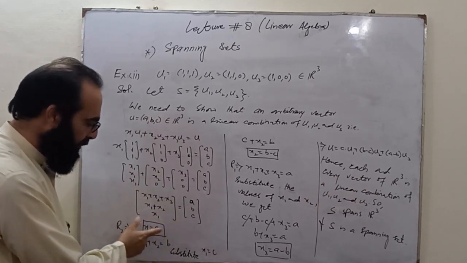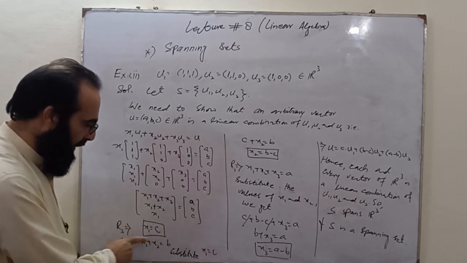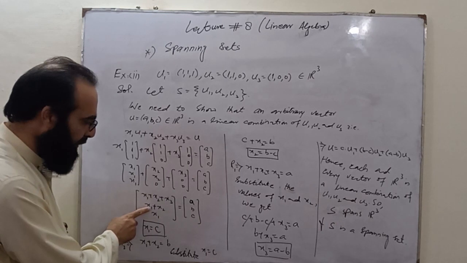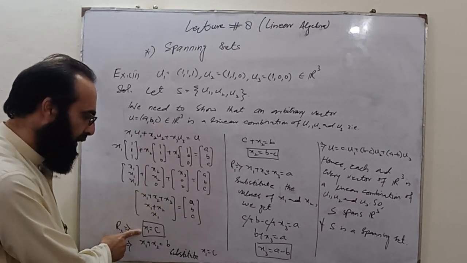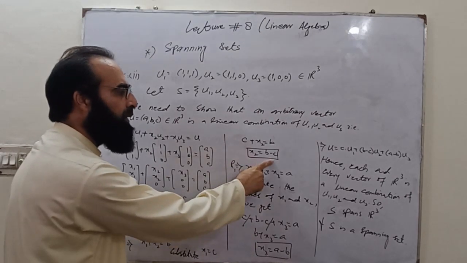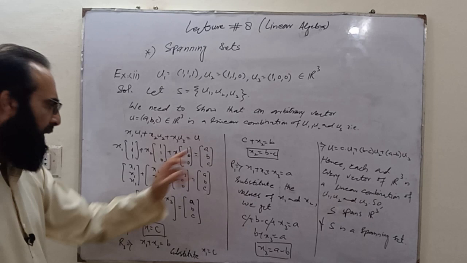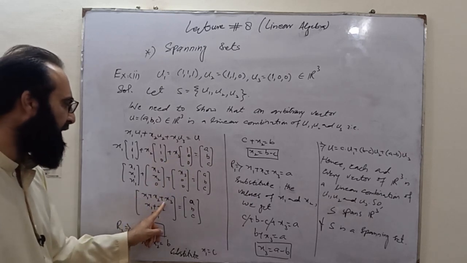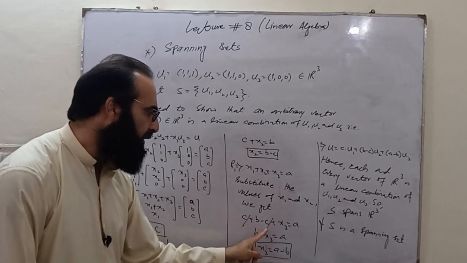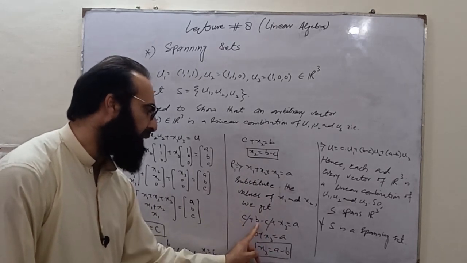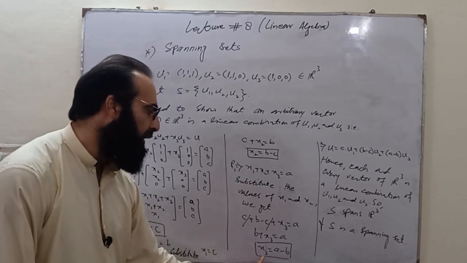From this system, look at the third row. The third row gives us x1 equals c. From the second row, we get x1 plus x2 equals b. Substitute the value of x1, and we will get x2 equals b minus c. From the first equation, x1 plus x2 plus x3, substitute the values of x1 and x2. c will be cancelled with c, and shifting b to the right side, we will get x3 equals a minus b.